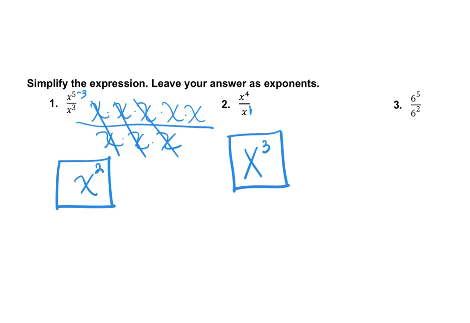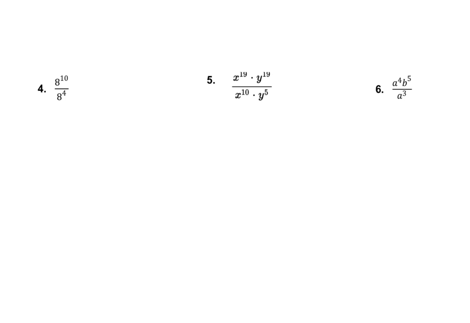All right, for question number 3, now be careful here. Don't take 6 divided by 6 and get 1. We're taking 5 6's and dividing by 2 6's, and so you still have that base number of 6. 5 minus 2 is 3. So we have 6 to the 3rd power. All right, question number 4, we have 8 to the 10th power divided by 8 to the 4th power. Again, we're subtracting the exponents, resulting in 8 to the 6th power.